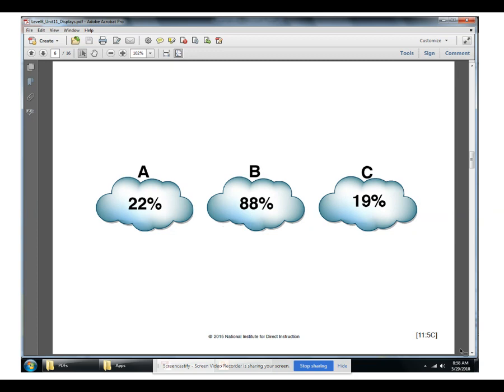What is the relative humidity of air mass B? What is the relative humidity of air mass A? Which of the air masses has the lowest relative humidity? Which of the air masses has the highest relative humidity? Which of the air masses has the driest air? Which of the air masses has the wettest air?